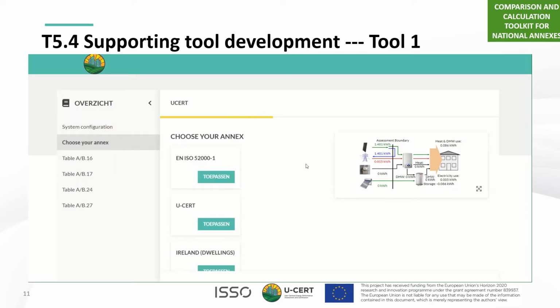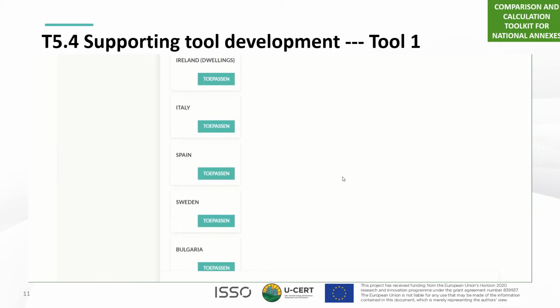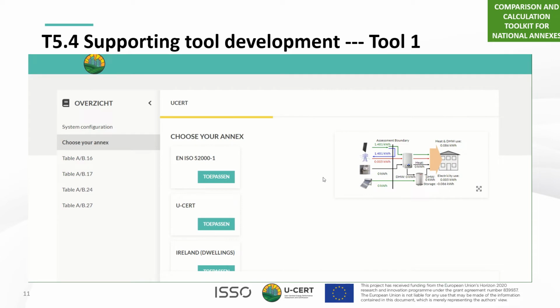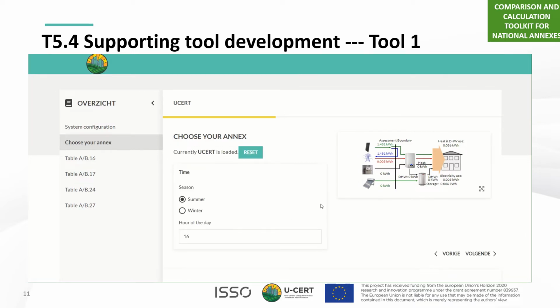The second step of the analysis is the selection of the annex we want to take into account, and here we have a list of the annexes we can select. This list will be implemented covering all the 11 partner countries involved in the U-CERT project. Let's start selecting the U-CERT annex, and so let's start from the U-CERT choices on the tables that can be assessed through this simplified comparison, which are table AB16, table AB17, table AB24, and table AB27, as we have already seen.